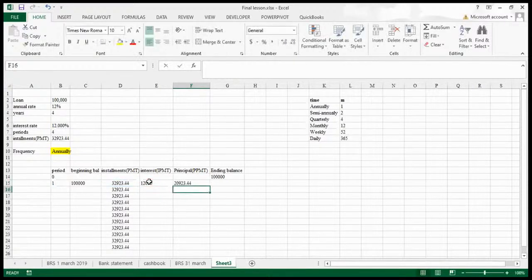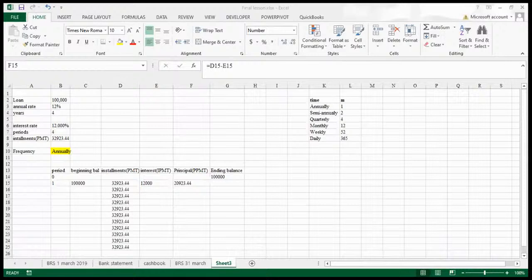Then I'll be able to get the principal amount. Are we getting those two values?